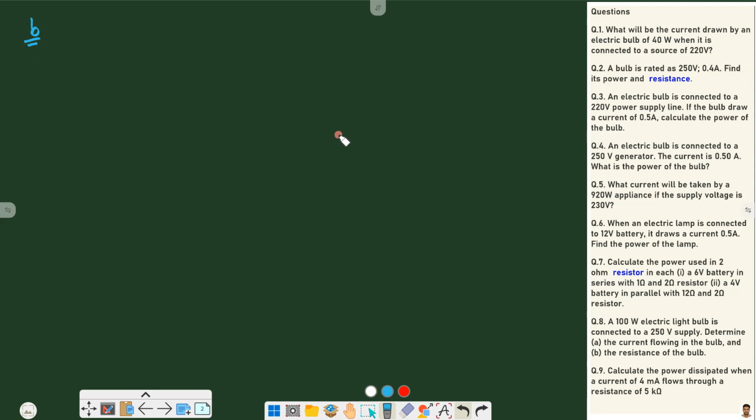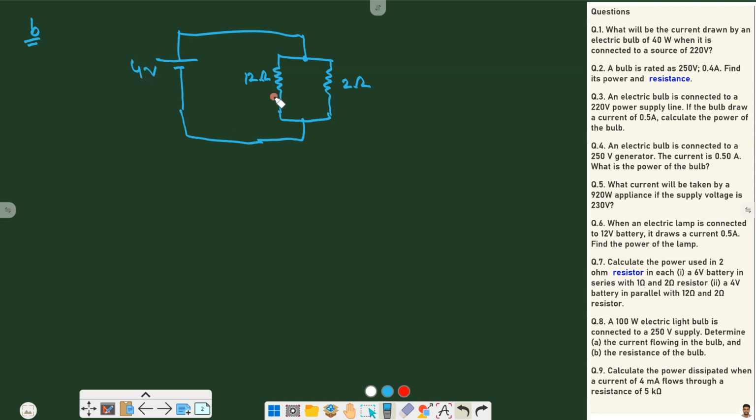So in part B, a 4 volt battery is in parallel with 12 ohm and 2 ohm resistors. So the circuit will be like this. Here we have the first resistance, here we have the second resistance. This is 12 ohm and 2 ohm. This is 4 volts. Now we have to find the power across the 2 ohm resistance.